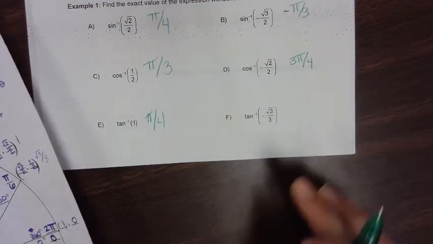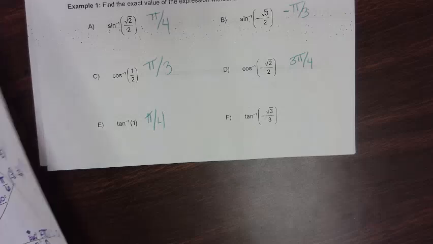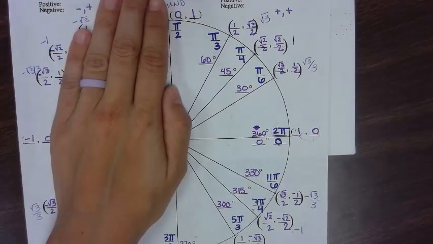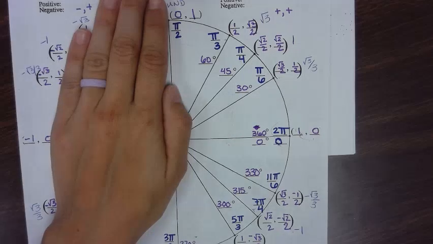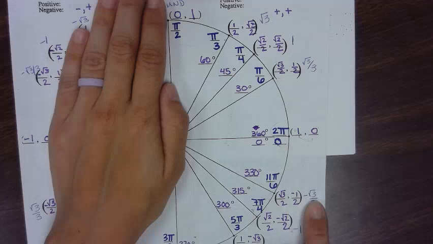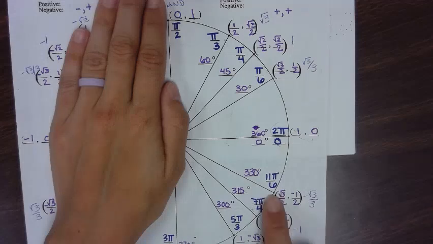Next one. Negative square root of 3 over 3. Alright. Find negative square root of 3 over 3 on your unit circle. Found it right here. Now, that's 11 pi over 6.